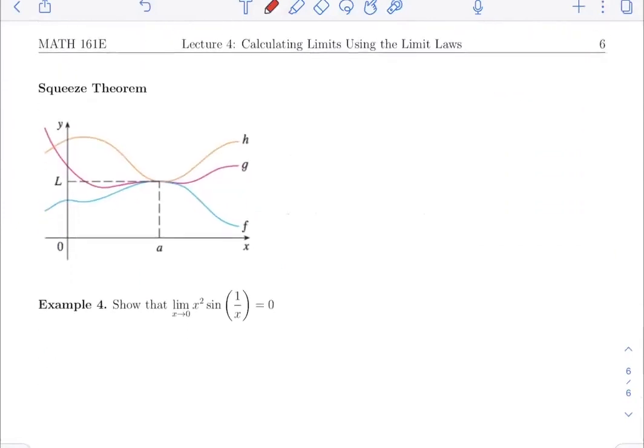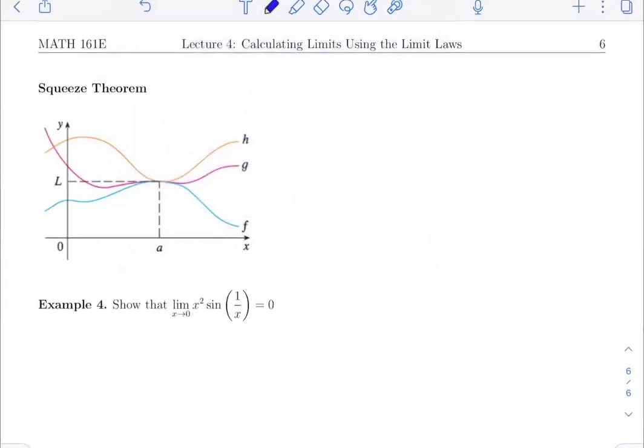For the squeeze theorem, it says that if you have three different functions, f of x, g of x, and h of x, and these functions are set up in a way that g of x is bounded below by f of x and bounded above by h of x, then if you want to find the limit of g of x as x approaches a, you need to show that the limit of f of x equals the limit of h of x, equal to the same value. Then and only then you can calculate the limit of g of x as x approaches a.